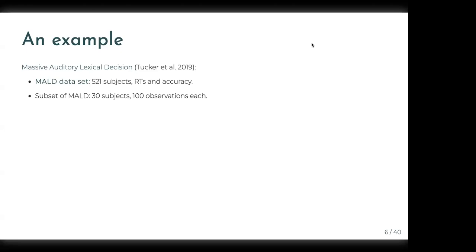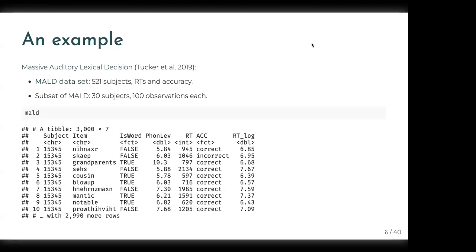So we will be working just with 30 subjects and a sample of 100 observations per subject. And this is what the curated subset of the data set looks like. You have a subject ID, you have the item, meaning the lexical item that the subjects heard. This is an auditory lexical decision task. Then it specifies whether the word, the item, is a real word or not. So you have false or true.